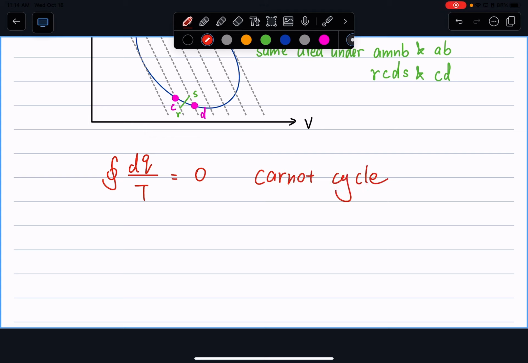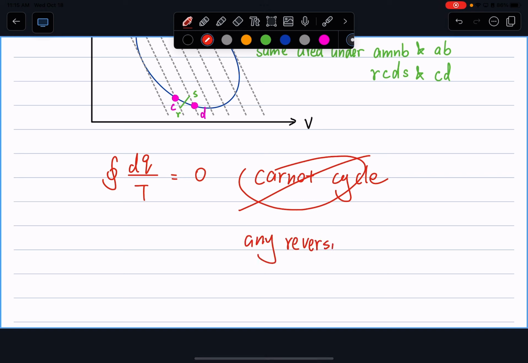And now by doing what we just did on the board, we end up getting an equivalence between any arbitrary cycle to a Carnot cycle. So thus we can replace this term with any reversible cycle. All right, so the take-home message here: for any reversible cycle, if you take the integral of the change of Q over T, you always end up with 0.